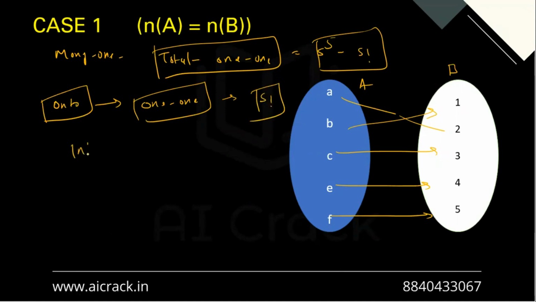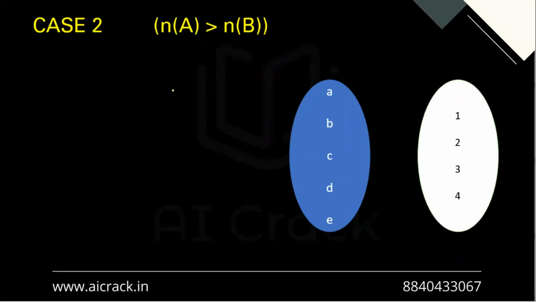So that would again come out to be 5 factorial. And same with into functions. What would into functions be? 5 raised to 5 minus 5 factorial, total minus number of onto functions. So our case 1 is over. Now let's talk about case 2, and that is the trickiest case.